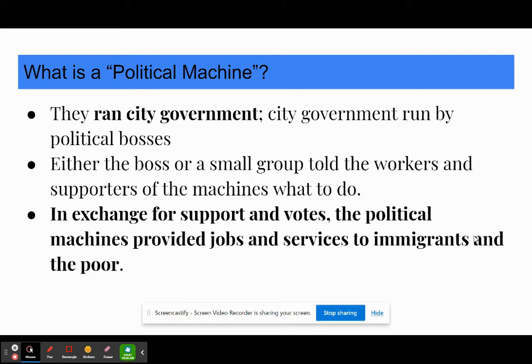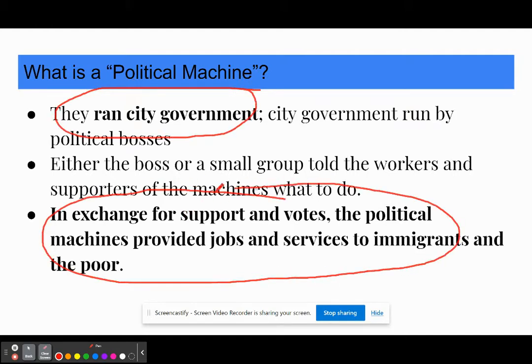So what is a political machine? And this question is directly on your guide. This is a group that ran the city government. The city government were run by political bosses. Sometimes they're called party bosses. So they are largely affiliated with the Democratic Party or the Republican Party. Either the boss or a small group told the workers and the supporters of the machines what to do. In exchange for support and votes, the political machines provided jobs and services, particularly to immigrants and to poor working class persons. So, what is a political machine? It's a group that ran city government, and in exchange for support and votes, the political machines provided jobs and services to the immigrants and the poor.